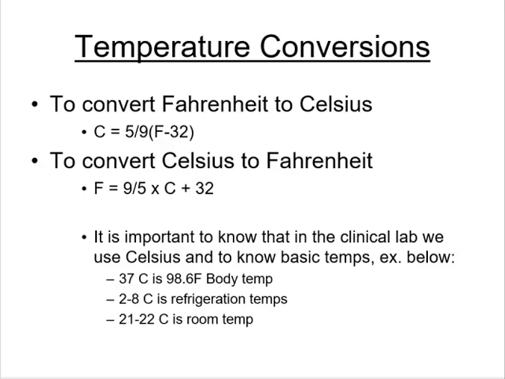It's important to know that in the clinical lab we use Celsius, and you must know some basic temperatures. 37 degrees Celsius is about 98.6 degrees Fahrenheit, which is body temperature. We usually keep our refrigerators between 2 and 8 degrees Celsius, and the room temperature in laboratories usually needs to be between 21 and 22 degrees Celsius.